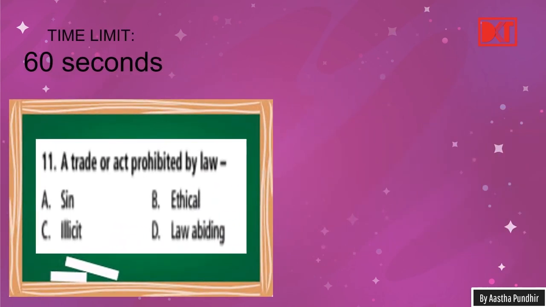Okay, next up, pretty easy. An act prohibited by law. The options are sin, ethical, illicit and law-abiding. An act prohibited by law, which means not allowed by law, would be illicit. Alright, prohibited, that's illicit. The others: sin is something immoral, ethical is something moral, and law-abiding is something allowed by law. Okay.